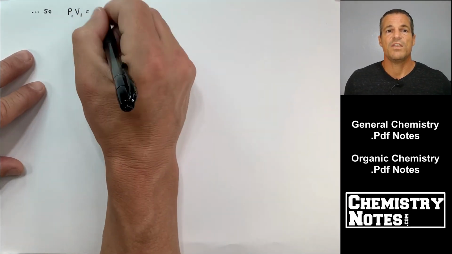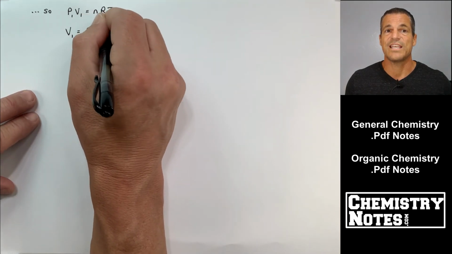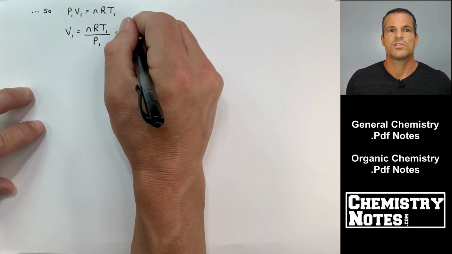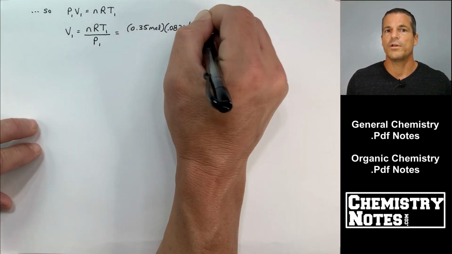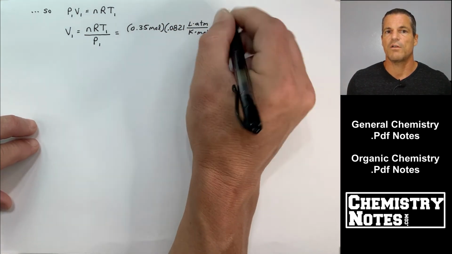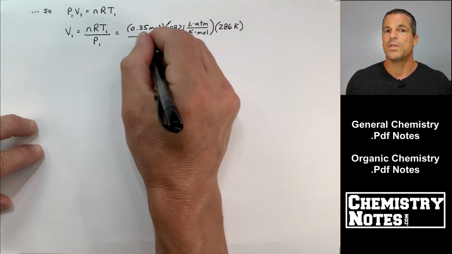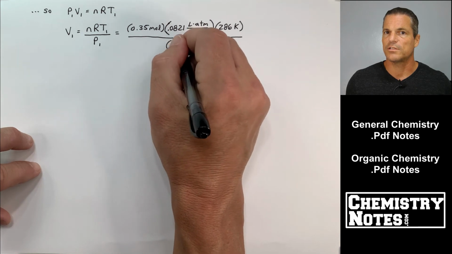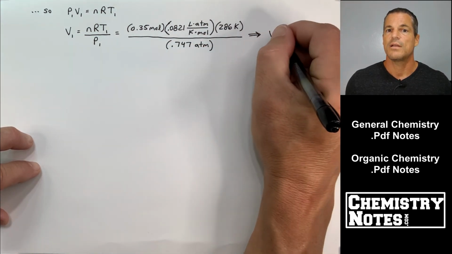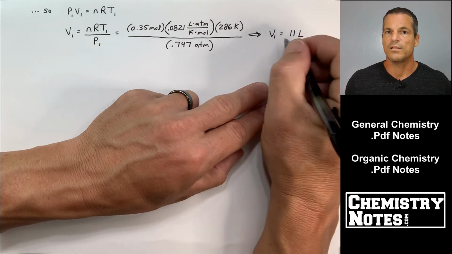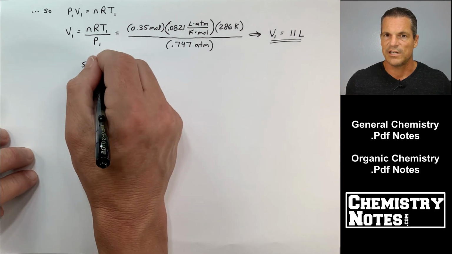So PV equals nRT. I'm going to change it and call it P1V1 equals nRT1. Solve for V1. Moles is 0.35. R, 0.0821 liter atmospheres per Kelvin per mole. Temperature, 286 Kelvin. Now the P1, I have to use atmospheres because this is the ideal gas law. So it's 0.747 atmospheres. V1 equals 11 liters. Let's save the 11 liters. We're going to need it at the end.